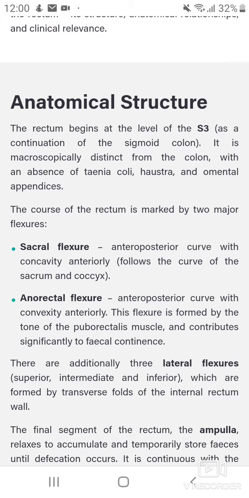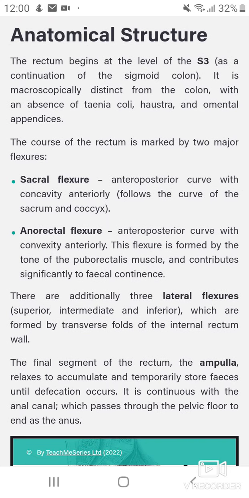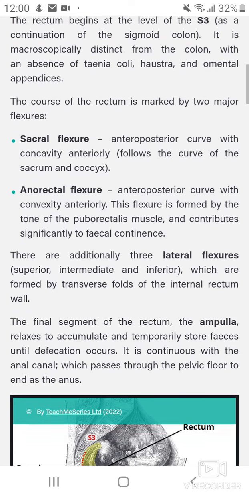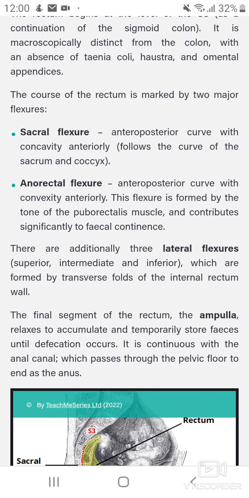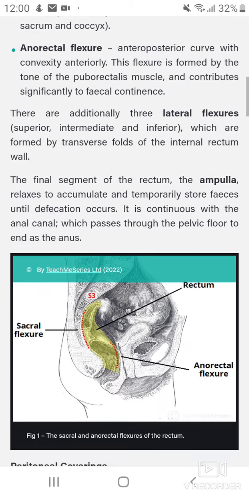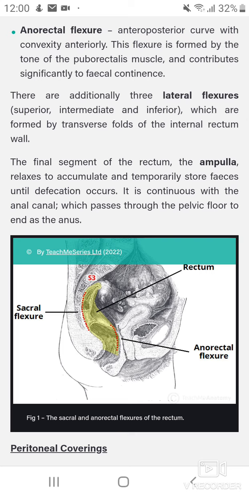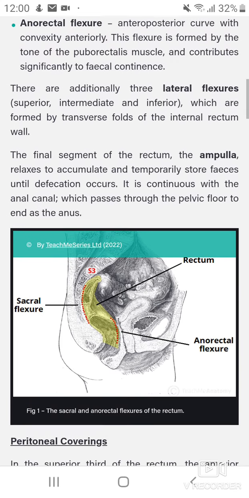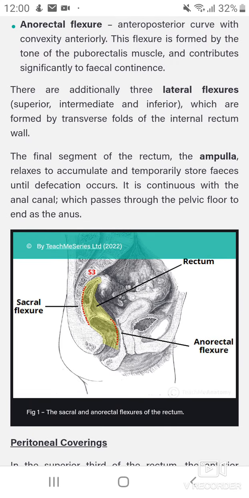There are additionally three lateral flexures, superior, intermediate, and inferior, which are formed by the transverse folds of the internal rectal wall. The final segment of the rectum, the ampulla, relaxes to accumulate and temporarily store feces until defecation occurs. It is continuous with the anal canal, which passes through the pelvic floor to end as the anus. You can see in this picture, first of all, the rectum. Next, you can see the sacral flexure and anorectal flexure.